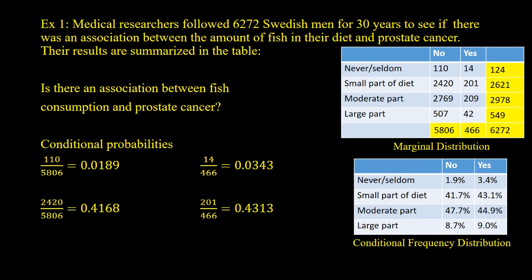For the yes, the same thing. Those will total up to 100%. Because I'm saying, out of those that did develop prostate cancer, what percentage never or seldom ate fish? What percentage had it as a small part of their diet? Above, we had a frequency distribution because they are the counts. Our table below is a relative conditional frequency distribution.